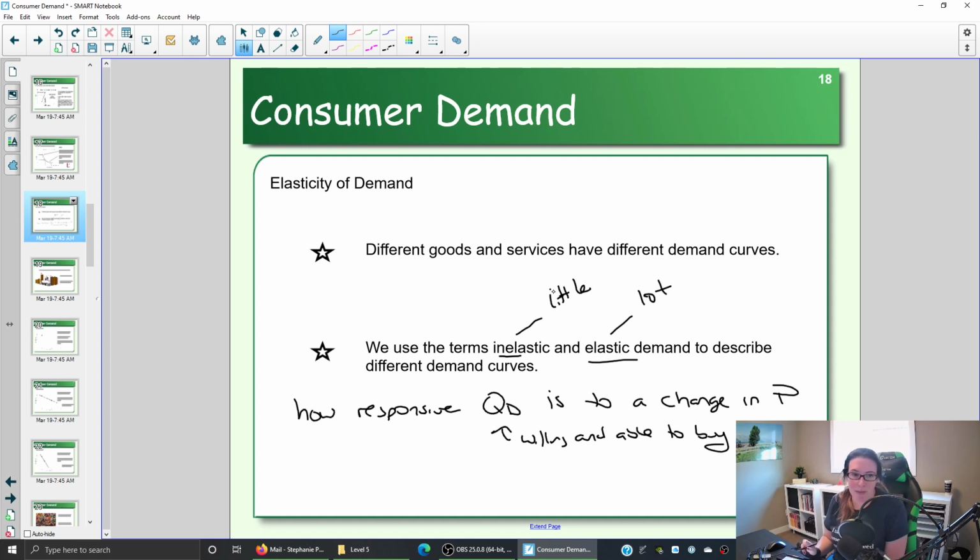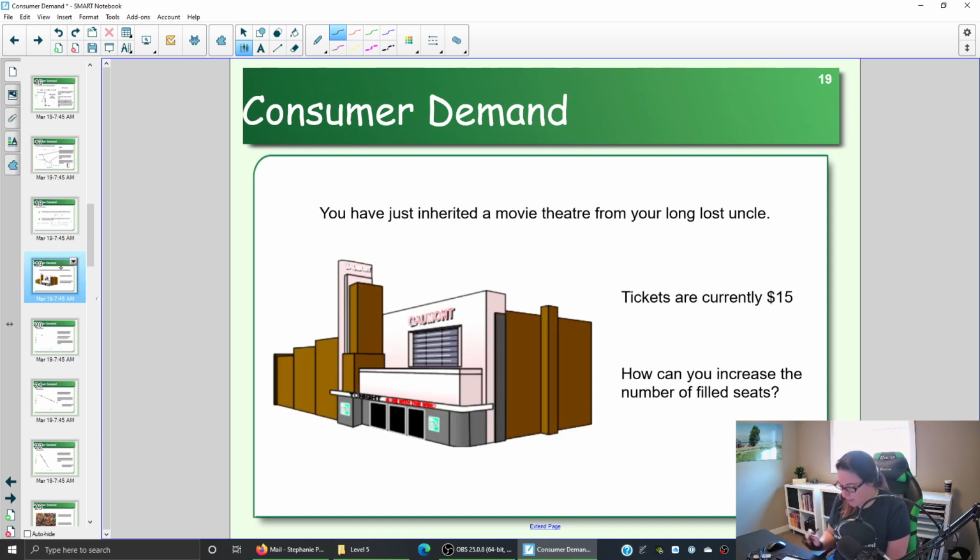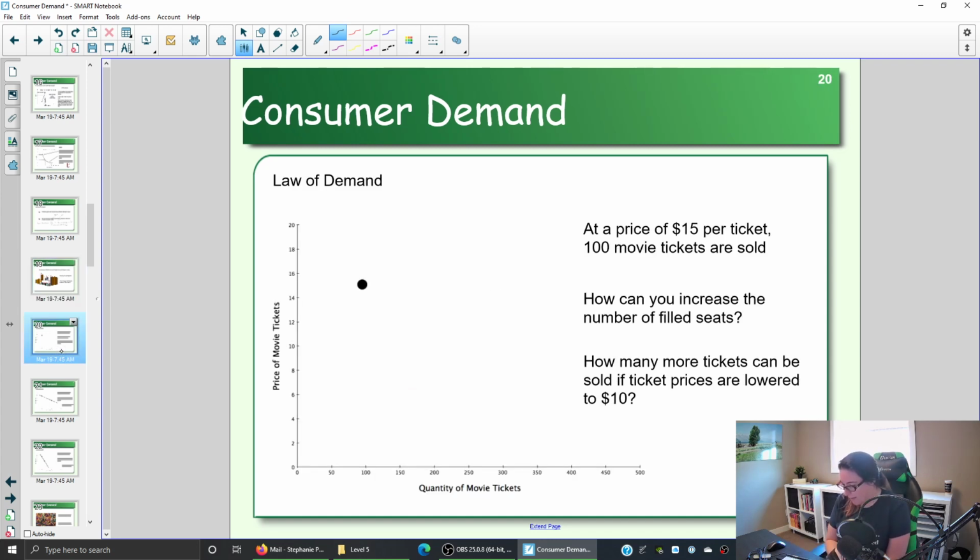And to help us with this discussion, let's imagine that you've just inherited a movie theater from your long-lost uncle. That same long-lost uncle from our previous example who gave you $1,000 in the mail. So you just inherited the movie theater, you're now in charge, and you have to make some decisions. Tickets are currently $15. You need to figure out how you're going to increase the number of seats that are filled. So we need to know a couple things.